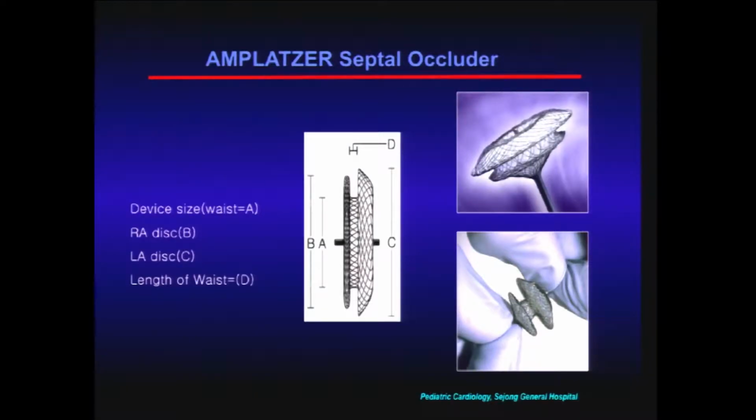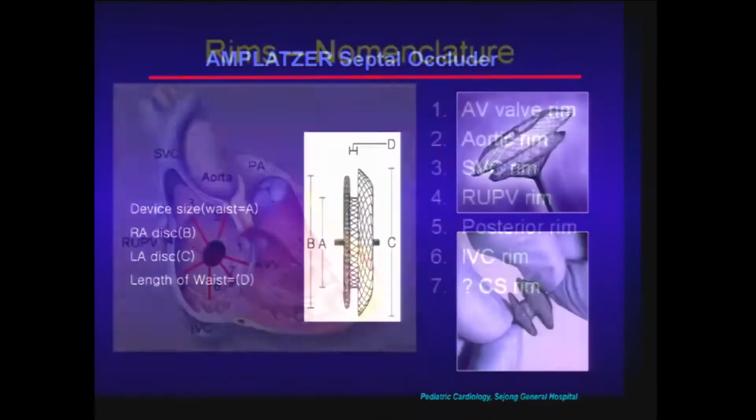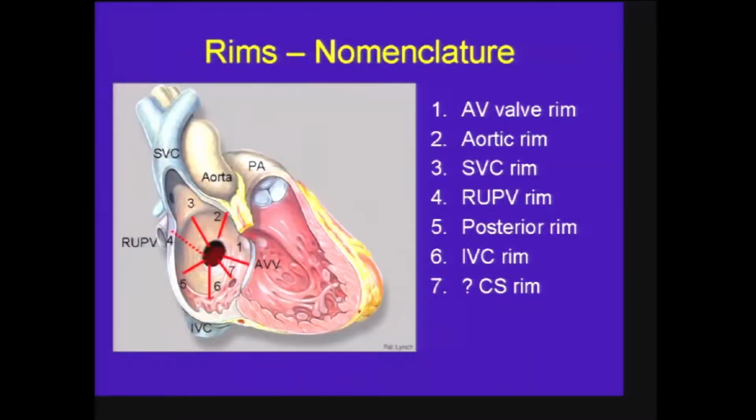As you can see, this is the embolized septal occluder, which has a left atrial disc, a right atrial disc, and the waist. The left atrial disc rim length is 7 millimeters, and the right atrial disc rim length is 6 millimeters. So theoretically, the rim length should be longer than 7 millimeters. That's adequate, but clinically, at least more than 5 millimeters.